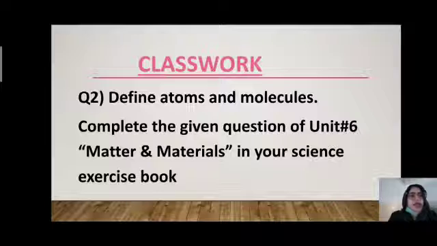Now, what is your class assignment, level 3? The question is present on your screen. Question number 2. As you all know, we already covered question number 1 in our previous Zoom session, and that question is also present in your WhatsApp group. Now moving on to question number 2: define atoms and molecules. Complete the given question of unit number 6, Matter and Materials, in your science exercise book.